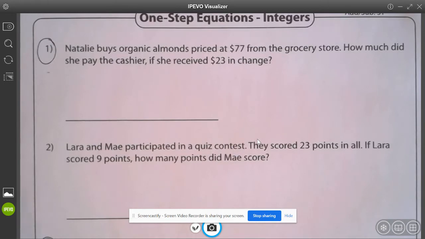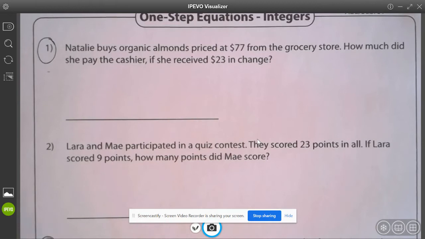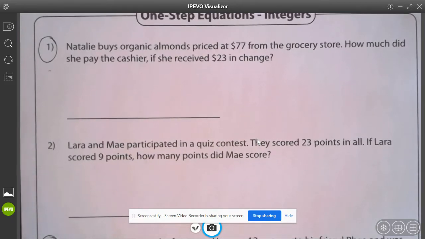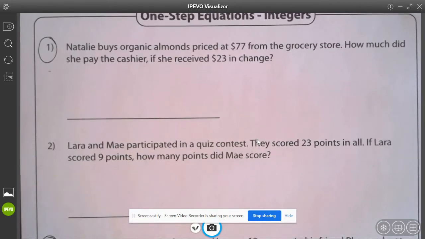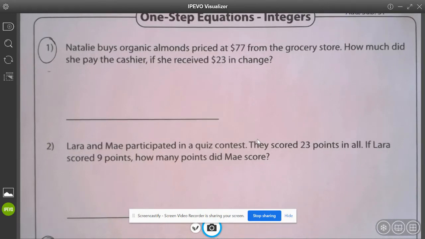So you guys, we've been working on one-step equations for now. Next week, we're going to start two-step equations, but for now, it's going to be one-step equations. These are word problems. We're going to practice how to set up an equation, and then we have to solve it. Now, the most important thing about these word problems that we're doing is using units. That's one thing that is very important.